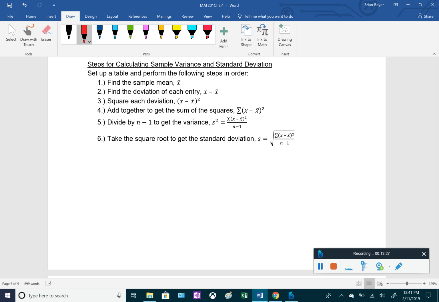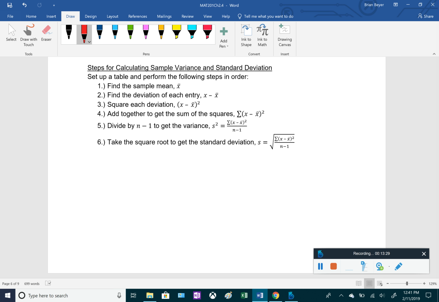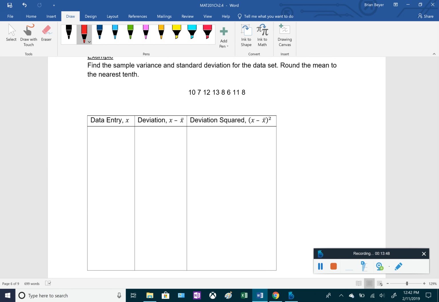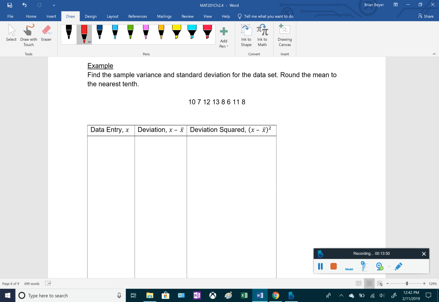So here are the steps. Same exact steps, like I just said. We find the sample mean, which is just the average again. Find the deviation of each data entry, x minus the mean. Square each one of those deviations. Add them together to get the sum. Divide by n minus 1 to get the variance. Take the square root of that to get the standard deviation. For this example, I'll pause it and fill everything out and get an answer.